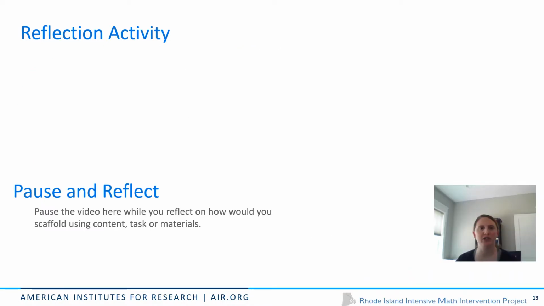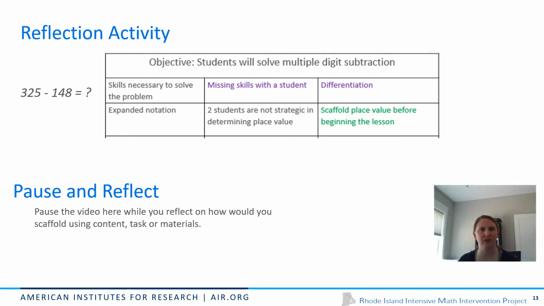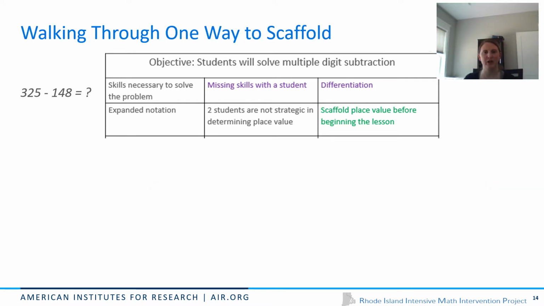Let's return to the multi-digit subtraction problem discussed earlier. One of the strategies we discussed for one of the students was scaffolding place value before beginning the lesson. Which type of scaffolding do you think would be most appropriate? Content, task, or materials? How would you scaffold using the type you selected? Take some time to stop and reflect. Jot down your ideas for scaffolding place value before beginning the lesson. Let's see if what you came up with is similar to what you just jotted down.